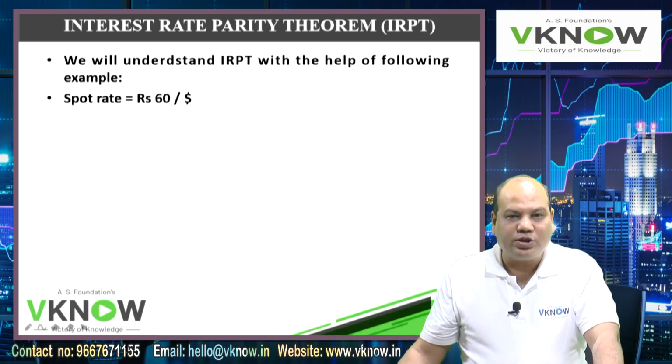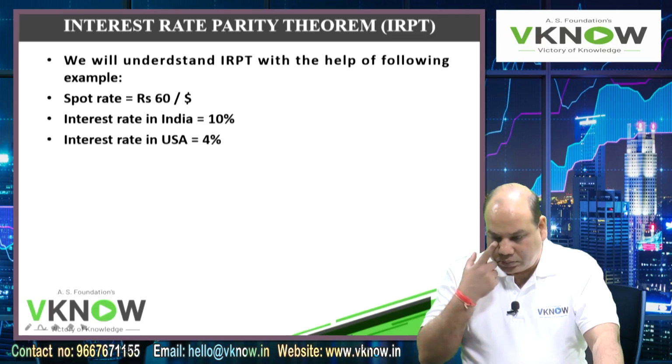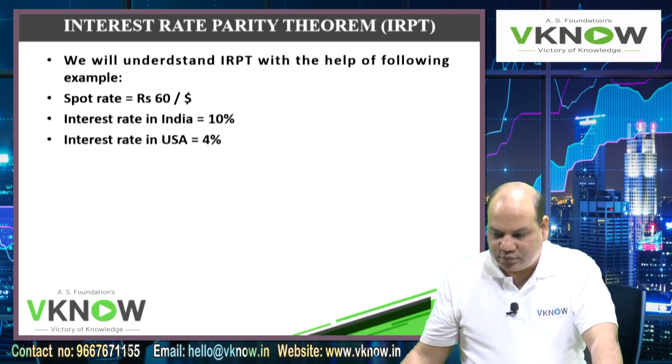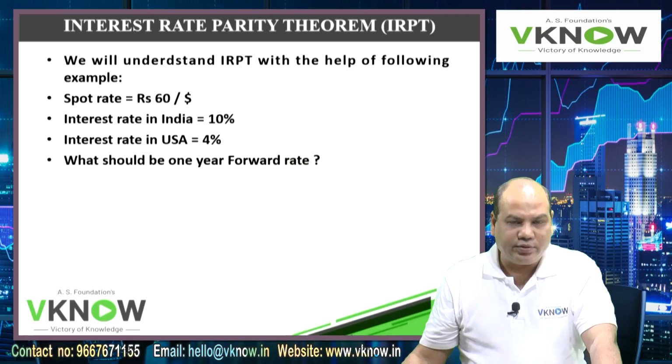Spot rate today is rupees 60 per dollar. Interest rate in India is 10%. Interest rate in USA is 4%. So interest rate is higher in India, and you will find in this example that rupee will depreciate and dollar will appreciate. That is what I have to prove under interest rate parity theorem. So the question is, what should be the 1 year forward rate?